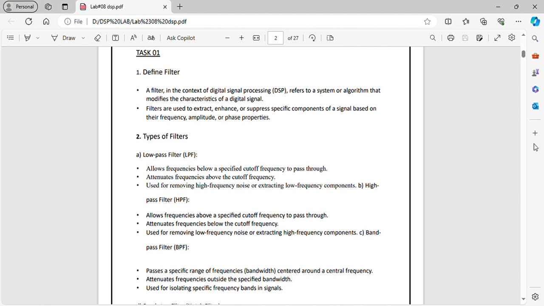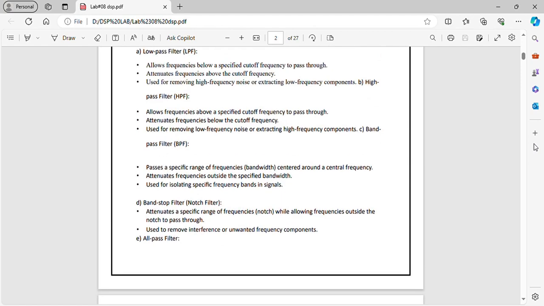The third type is the band pass filter. It passes a specific range of frequencies centered around a central frequency. It attenuates frequencies outside the specified bandwidth and is used for isolating specific frequency bands in a signal.